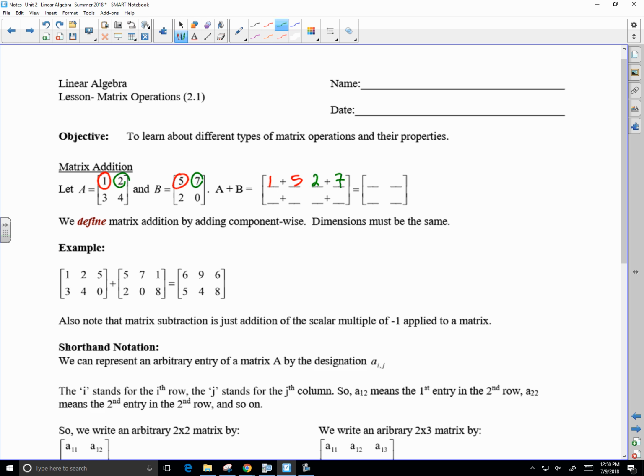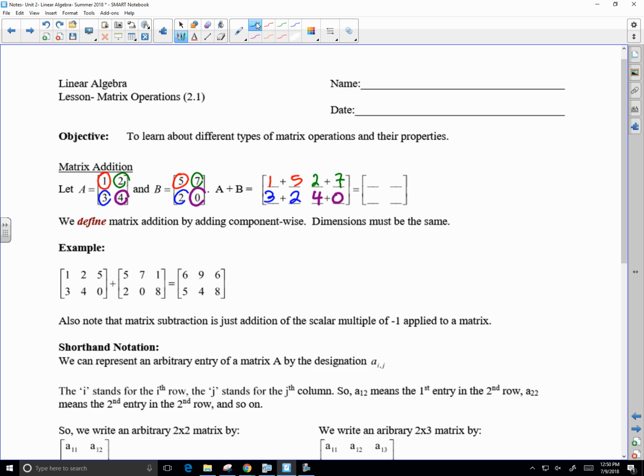I so very rarely have fill in the blank that I don't want to waste this opportunity. So 3 plus 2. 4 plus 0.